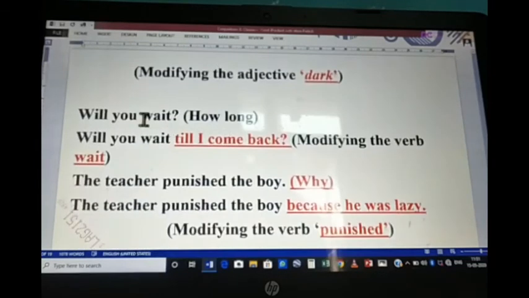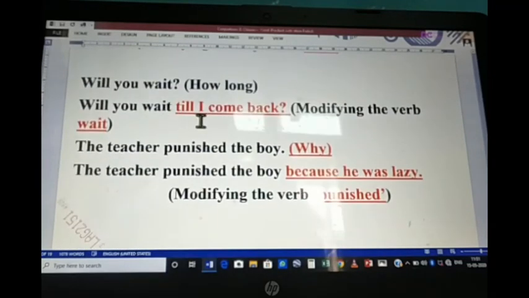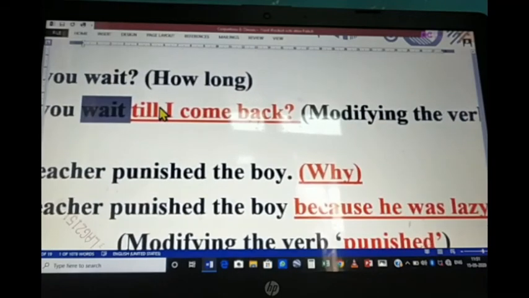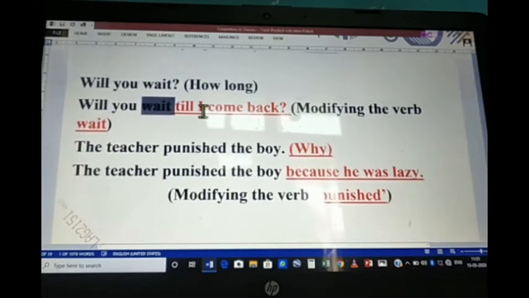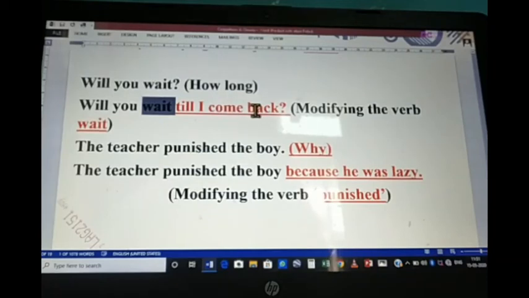Will you wait? How long? Will you wait till I come back? So till I come back modifies the word wait. So this till I come back is an adverb clause. It modifies the word wait.